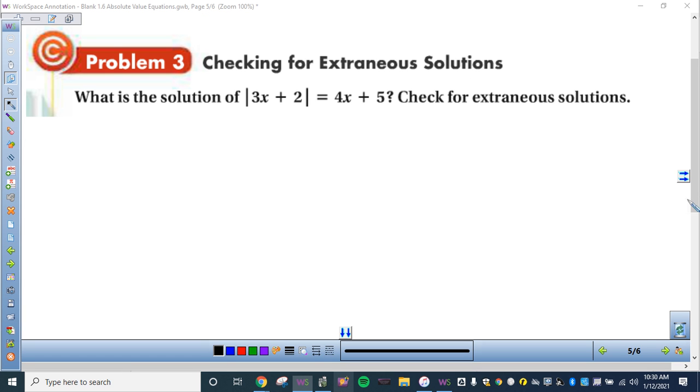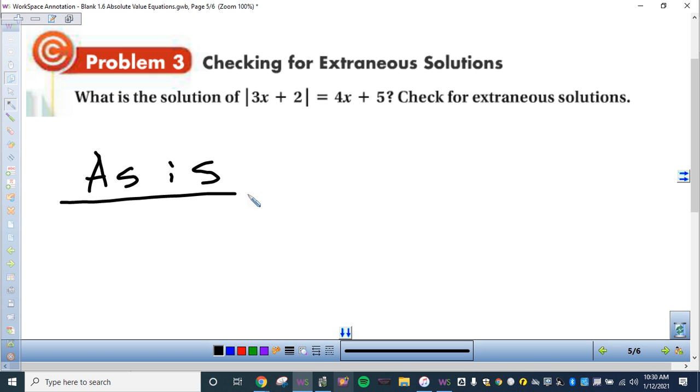Okay, so step one with absolute value, we got to get the absolute value by itself first. Do we have the absolute value by itself? Sure do. Okay, so now I can make my two equations. So first equation as is, I say as is, even though it's not really, because we leave off the absolute value, but whatever, you know what I mean. So I write one without absolute value.